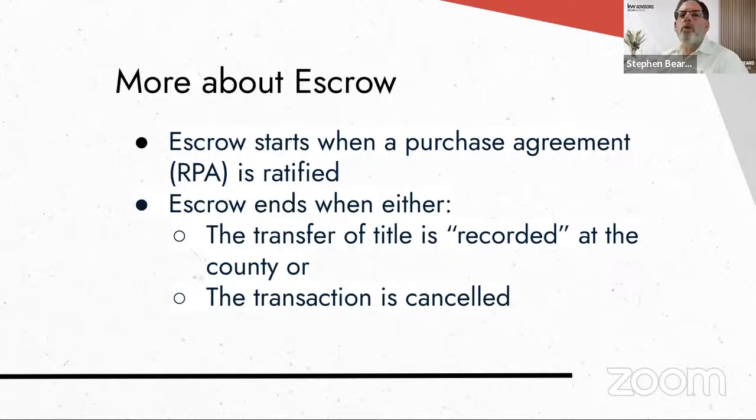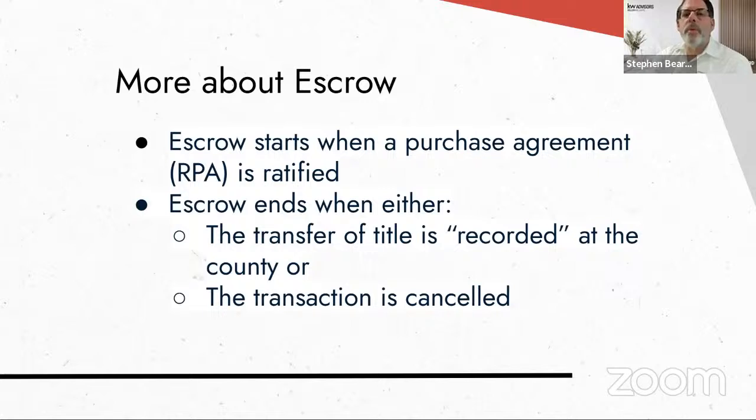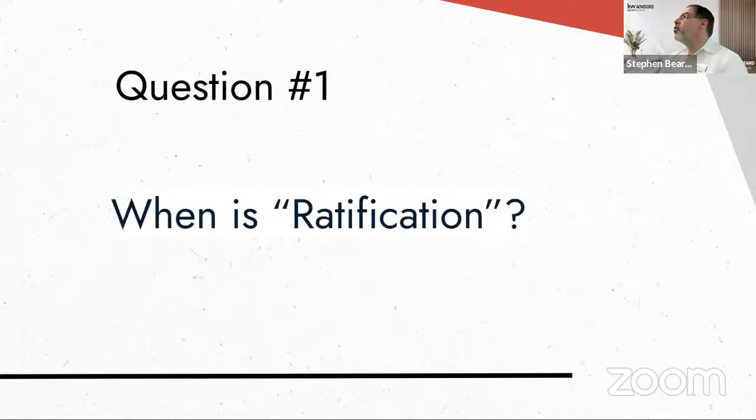So escrow starts when a purchase agreement is ratified. Escrow starts when a purchase agreement is ratified, and it only ends under two circumstances. Otherwise, it isn't over yet. It either ends because the transaction is done and the transfer of title is recorded with the county where the sale took place, or the transaction is canceled. That's how escrows end. All right. So let's talk about ratification. I said to you before, escrow starts when a purchase agreement is ratified. When does ratification happen? What do we mean by that?